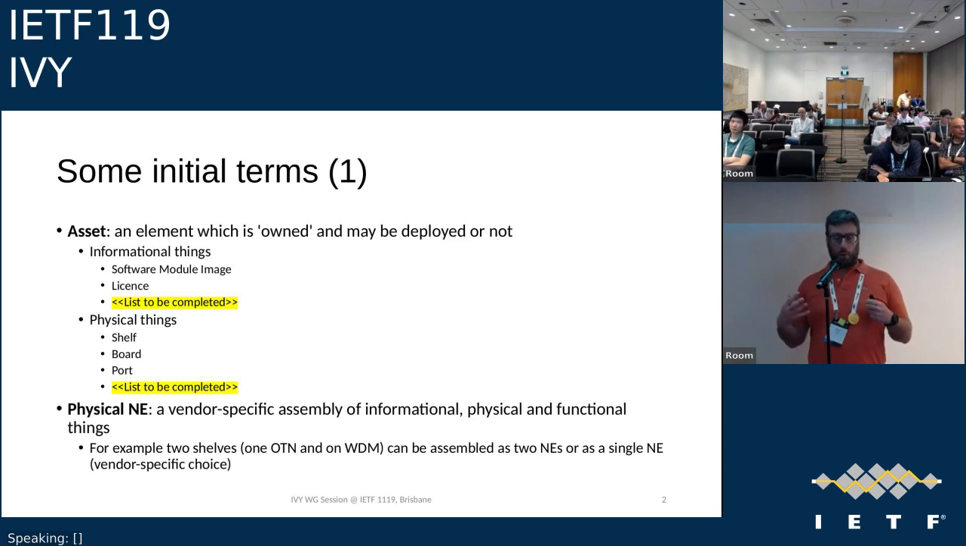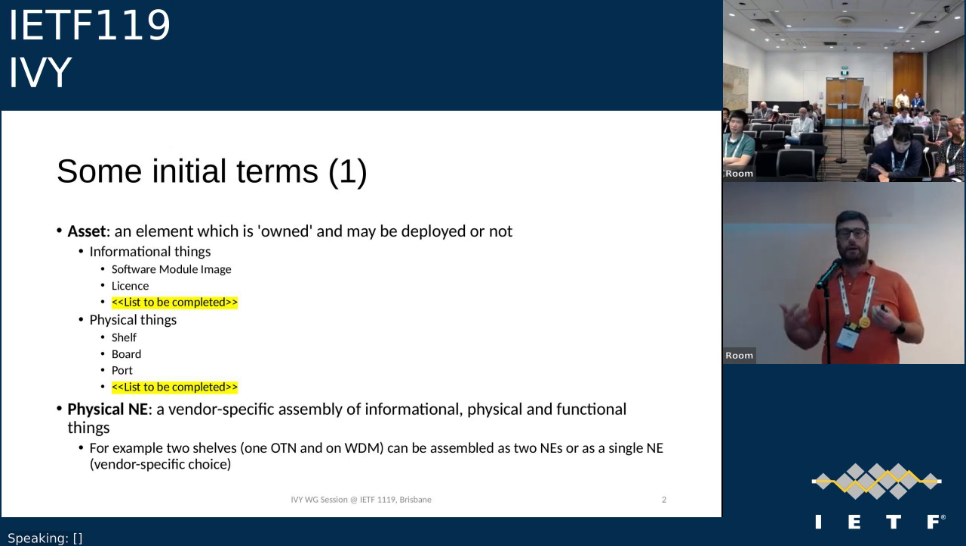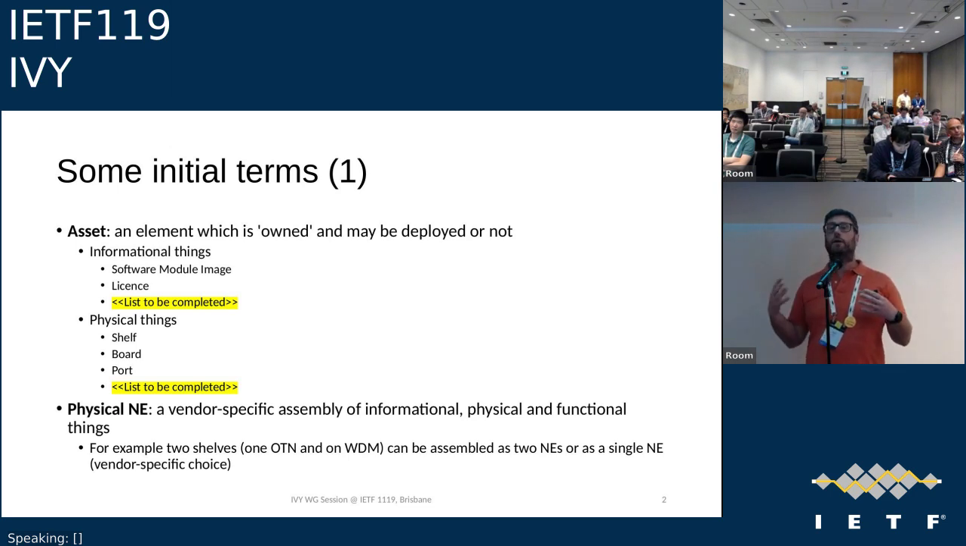Then we said a physical network element can be seen as an assembly of many things, because, as Nigel was showing, we have informational things. On a network element we have software running, we have physical things like boards, and we have functional things. The network element can support layer 2 and layer 3 VPN, OTN switching, WDM, and so on. Another important characteristic is that the way all of these are assembled into a single network element is typically vendor specific.